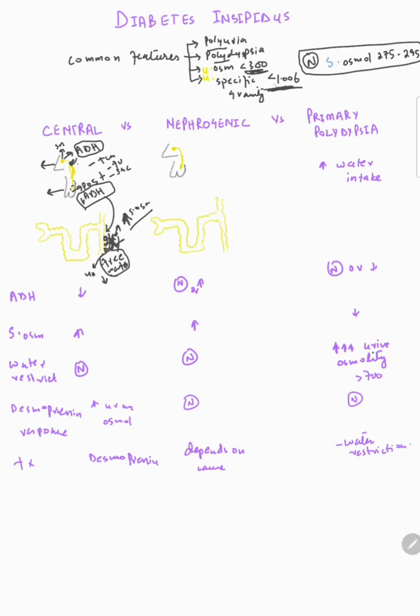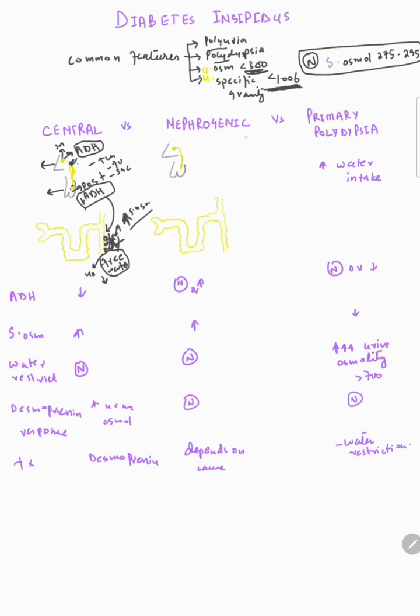The reason for the low specific gravity is that it's just free water. It does not contain any electrolytes, any glucose, any other electrolytes, or sodium. That's why the specific gravity is low. So that was the mechanism for central.